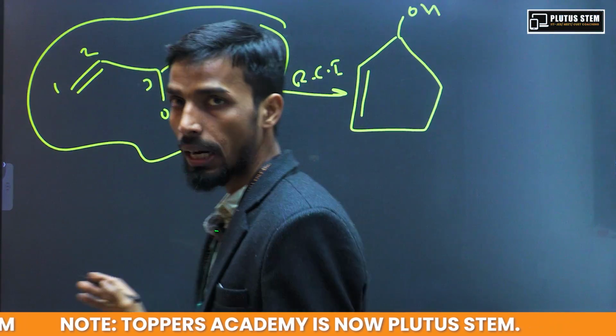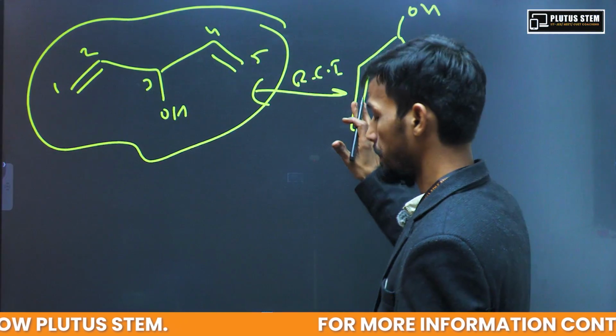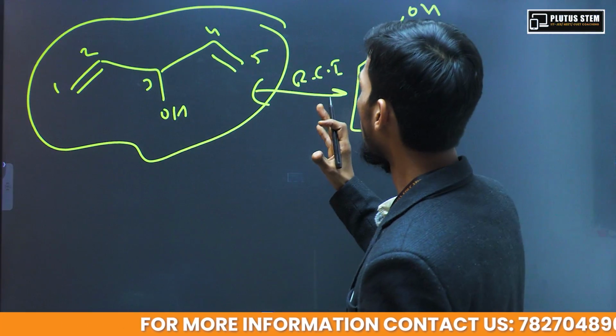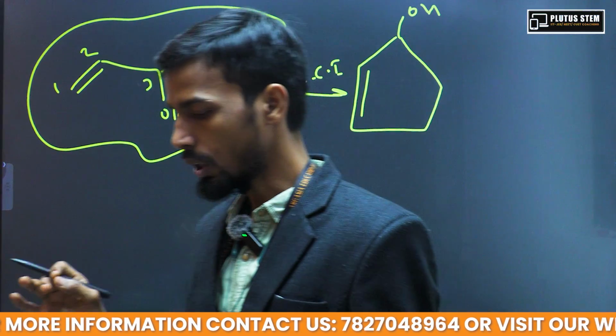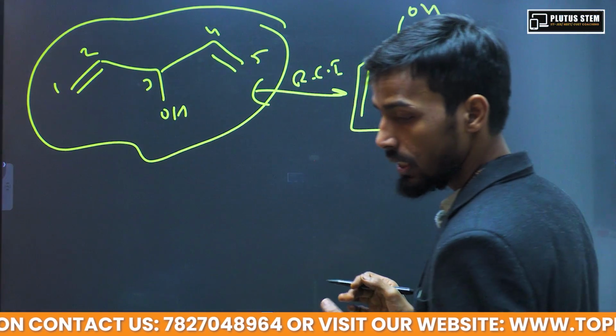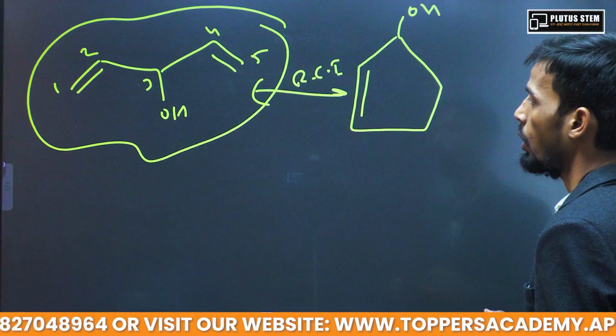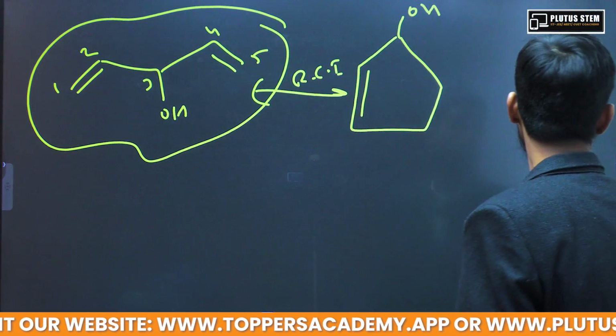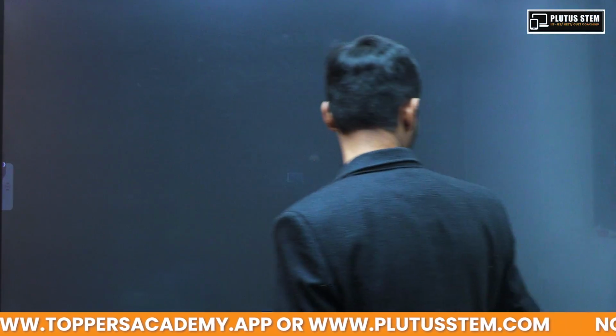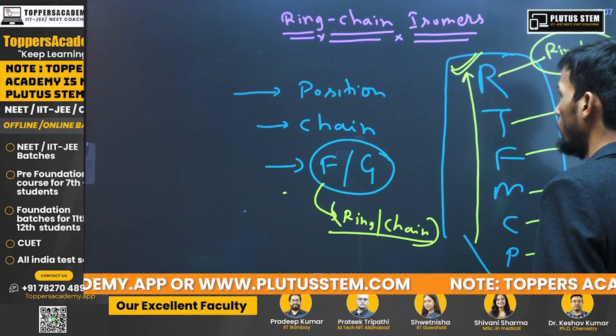So while solving these types of questions, the first thing you need to keep in mind is that their molecular formula needs to be the same. Their molecular formula needs to be the same. Clear or not? So this is for your ring chain isomers. Just a quick review we will take of this.